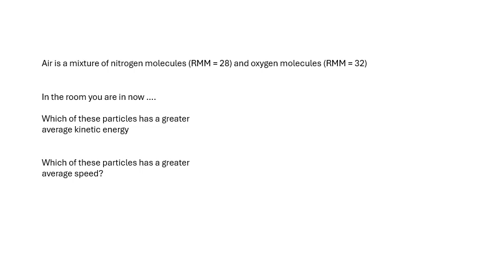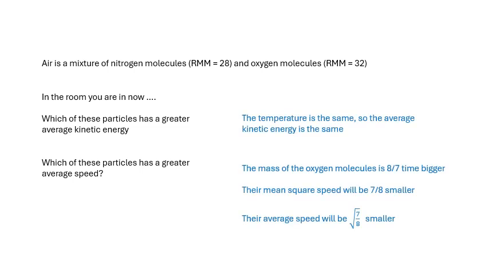Have a go at this question. Air is a mixture of nitrogen and oxygen. Which of those particles has more kinetic energy? Which is moving faster? Now, the temperature is the same, so they've got the same average kinetic energy. However, the oxygen molecules will be moving slower. Why? Because they're heavier. If kinetic energy is a half m c squared bar, and m is bigger, then c squared bar will be smaller. And the average speed will therefore be root 7/8 smaller.